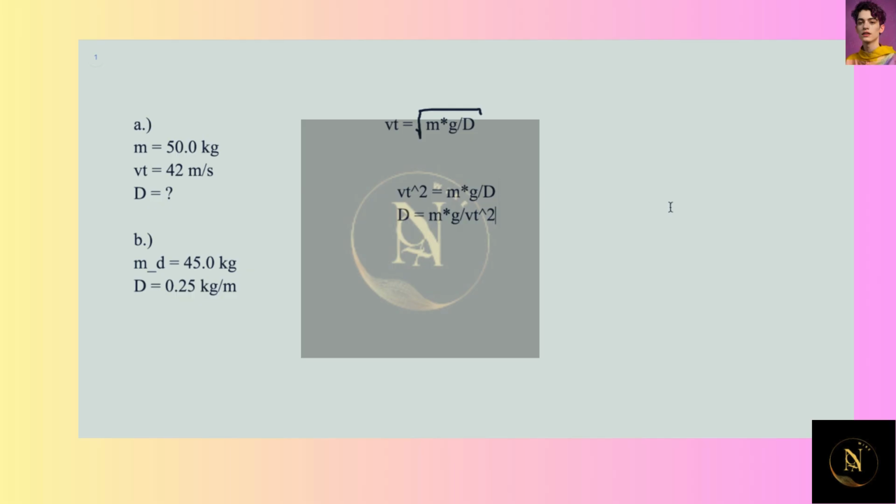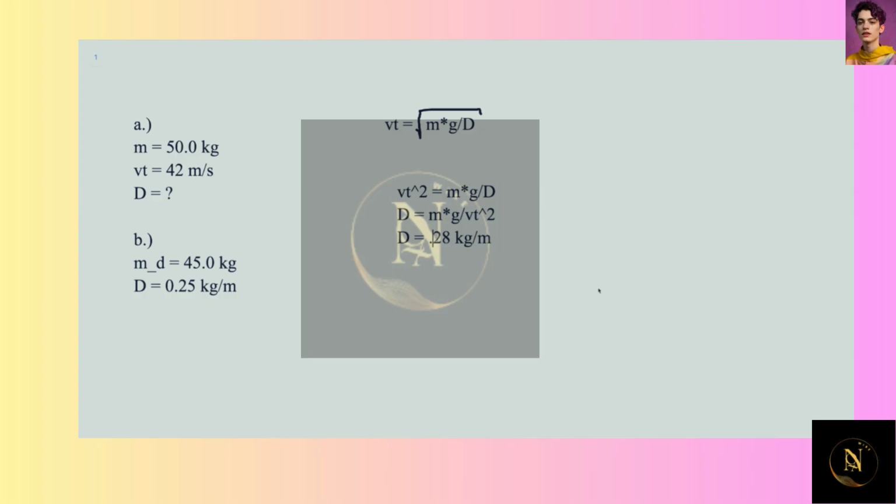So if we are using m equal to 50, g as 9.8, then when we plug all of this in, we should get 50 times 9.8 over 42 squared, which will give us 0.27, or rounding up to 0.28 kilograms per meter. If we look at the units here. Sorry, this should be 0.28.